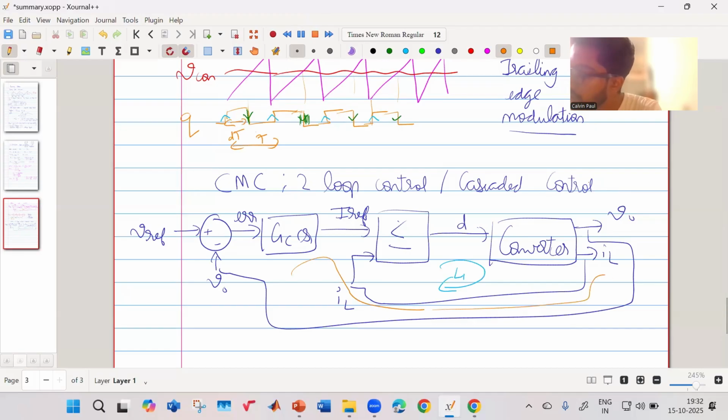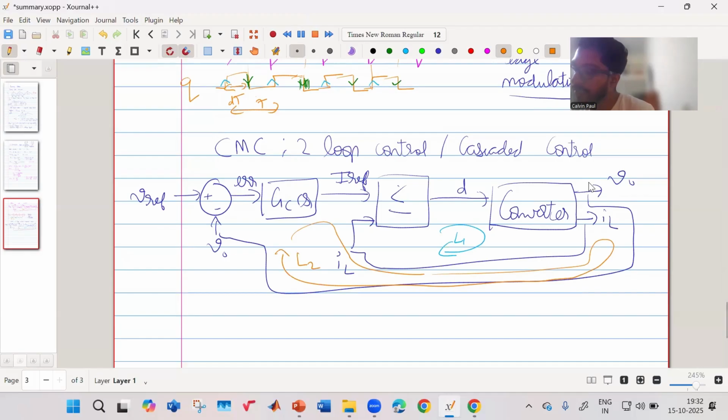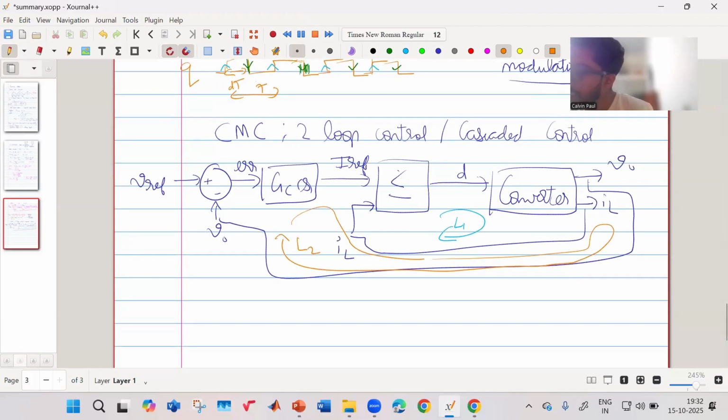This is our outer loop L2. So you have an inner loop, you have an outer loop, where your L1 is much faster and your L2 is the slower outer loop.